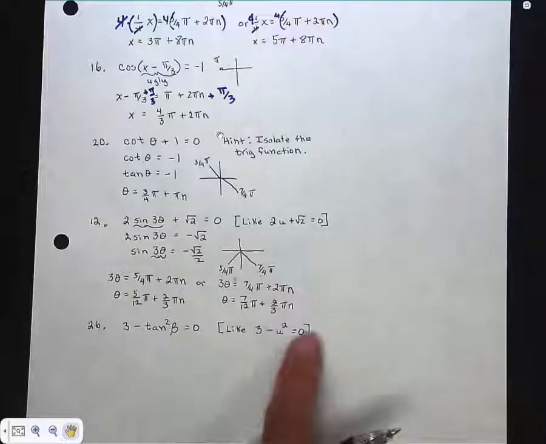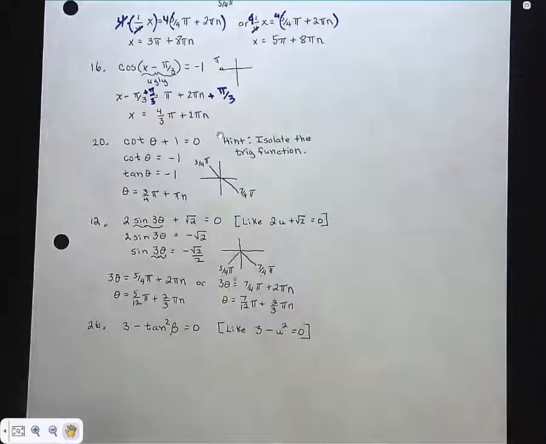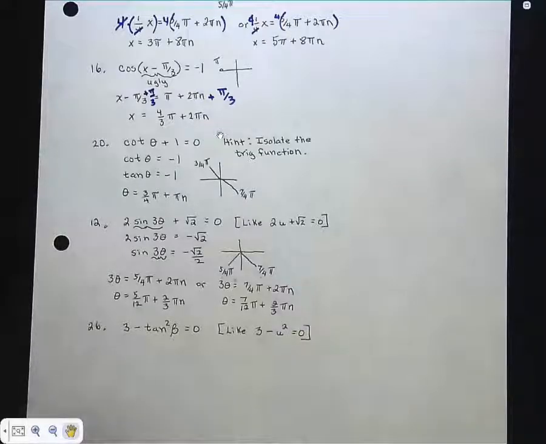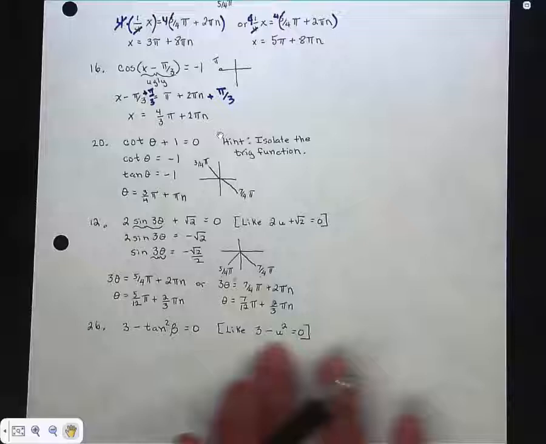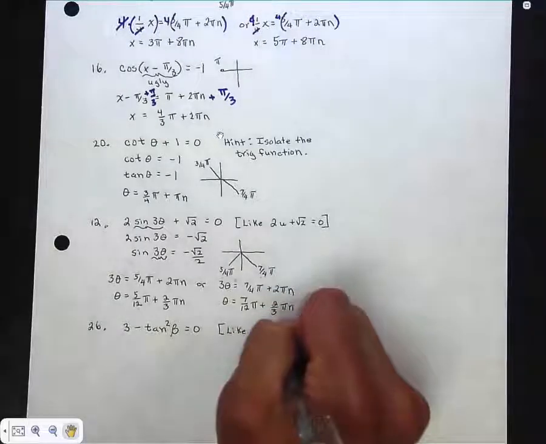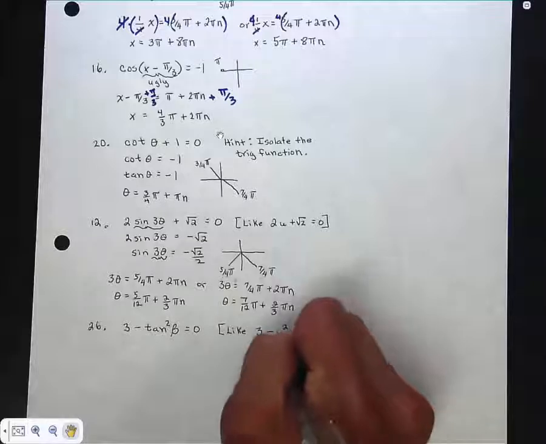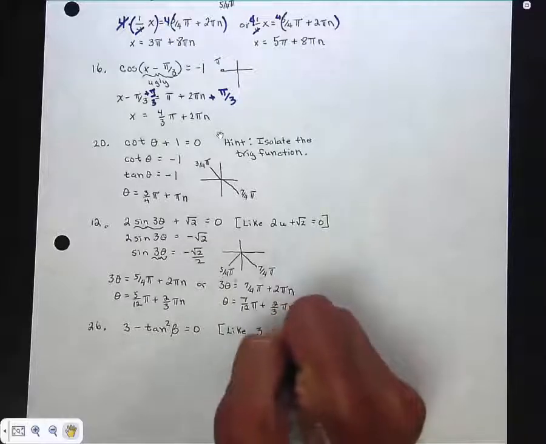I could add u squared to both sides, and then I could take the square root of both sides, not forgetting that when I take the square root of both sides, I get both a positive and a negative solution. So if this were the equation I was solving, I'd have 3 equals u squared, where u is positive or negative square root of 3.